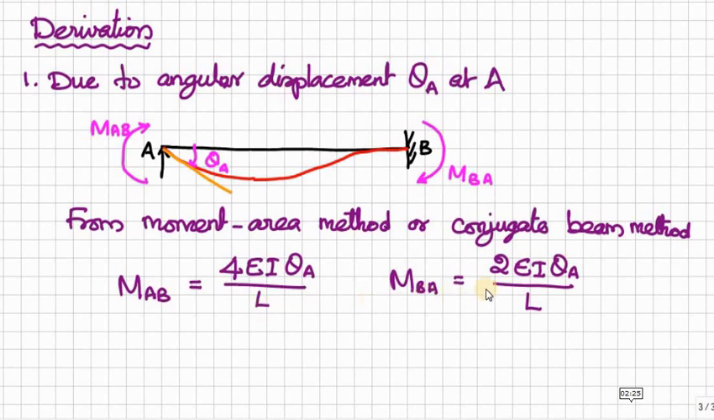Similarly, MBA is equal to 2 times EI theta A by L. Here MAB is equal to 4 times EI theta A by L, and on the opposite side it is just half of this moment, the carry over, therefore 2EI theta A by L. In this equation we have stiffness, that's why it is also called the stiffness method. This is a family of stiffness methods.